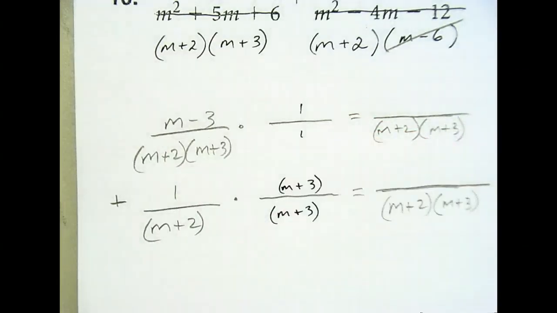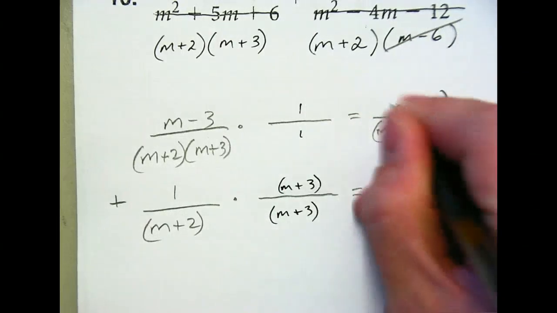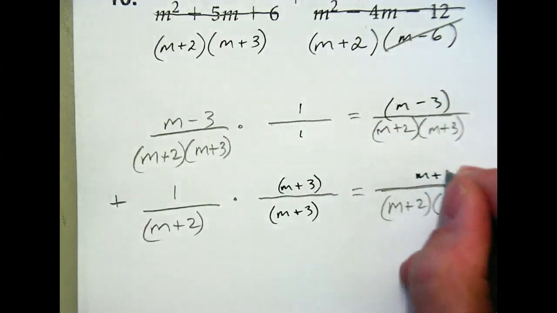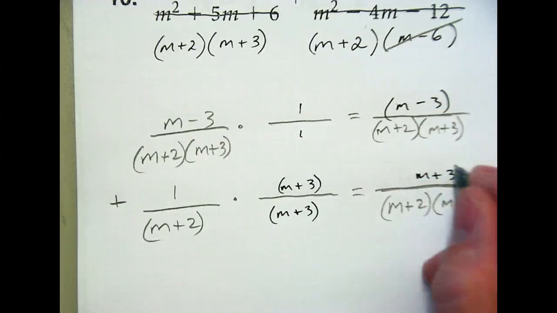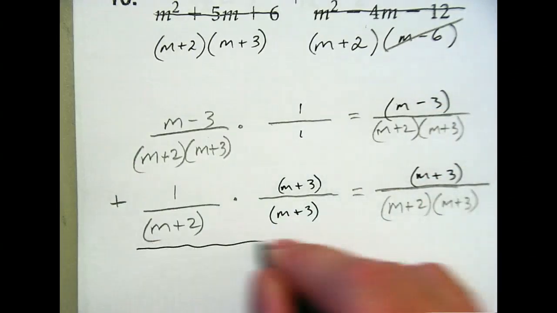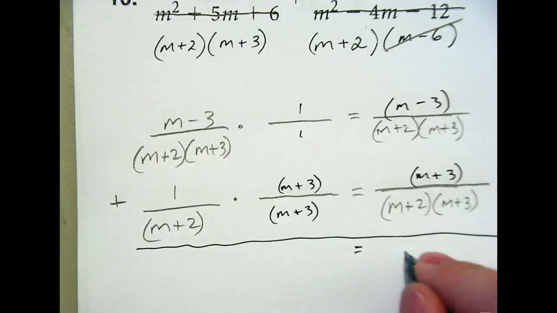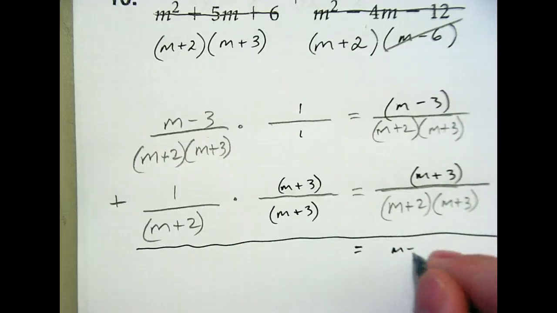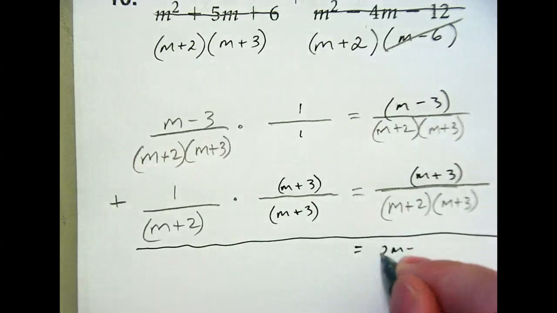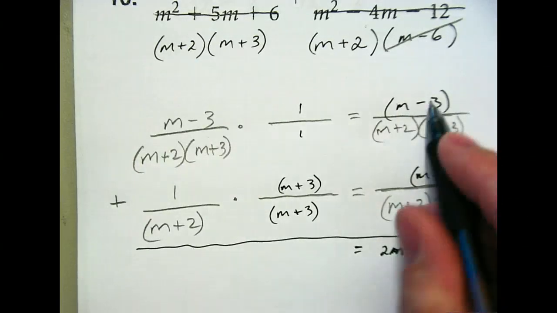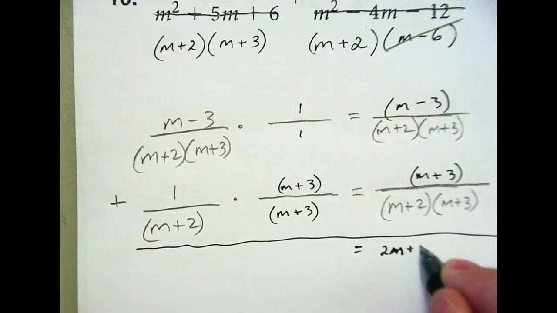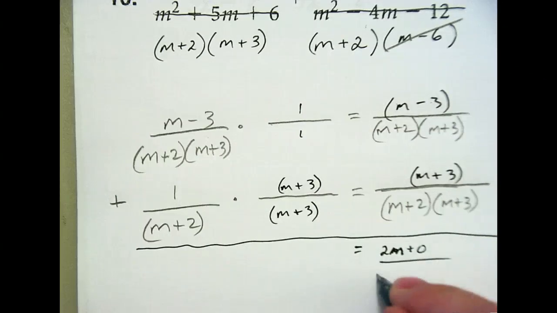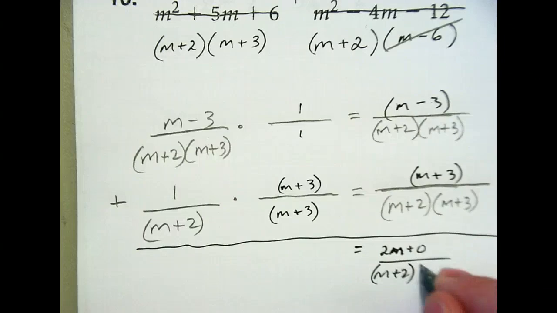That one's easy. 1 over 1. Oh, yeah, I see that. m plus m is 2m. 3 and negative 3 is 0, right? So we're not going to need anything there. We've got m plus 2 and m plus 3 on the bottom. So you could just write that as 2m over m plus 2, m plus 3.